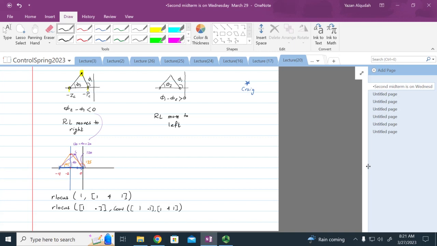So if I was originally operating, for instance, at a point very close to the j omega axis, and then I design a lag compensator, I'm going to find myself moving to the right half plane and becoming unstable. Make sense, everybody? Okay.